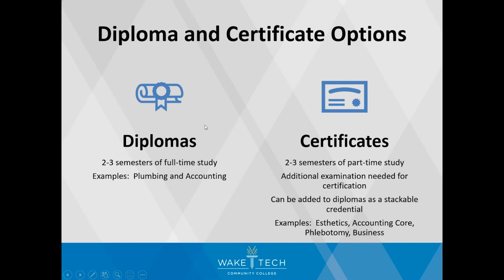And here I just talked briefly about how much time it would take you if you're interested in a diploma or a certificate. With the diploma, it may take you about 2 to 3 semesters of full-time study, and some examples are plumbing or accounting. And if you're looking at doing a short course of study like a certificate, it may take you 2 or 3 semesters of part-time study. You will need an additional examination to prepare you to be certified by a state. We do not provide you with any type of certification. Some examples would be aesthetics, accounting core, phlebotomy, and there are several business certificates available.